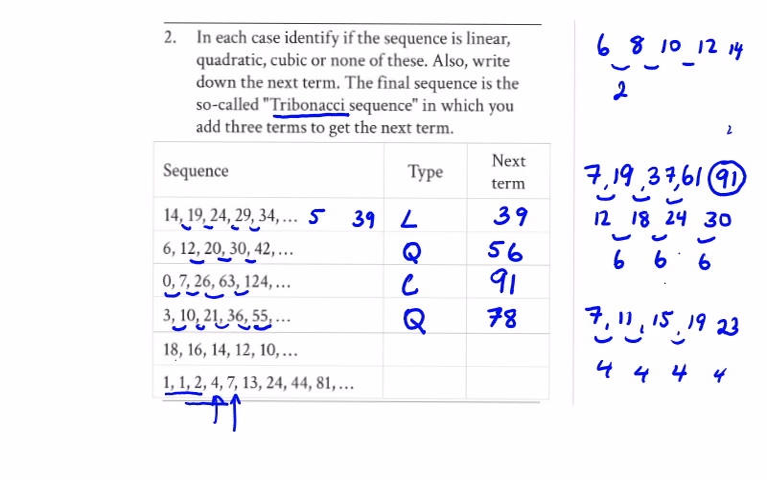Then we have a decreasing sequence going down in 2s, 18, 16, 14. So just 8 is the next term here. We can see it's going to be linear. And for the last one, just adding the 3 terms together to get the next term. Obviously, just add these 3 terms together. So we're going to have 24, 44, and 81 is 147. And this is T for Fibonacci. Question 2.